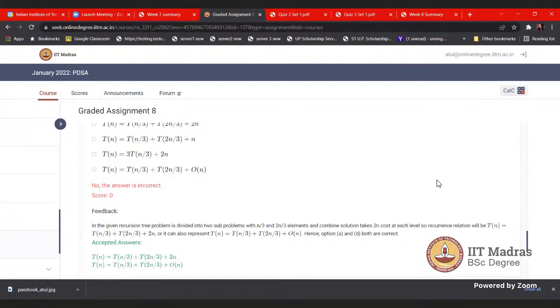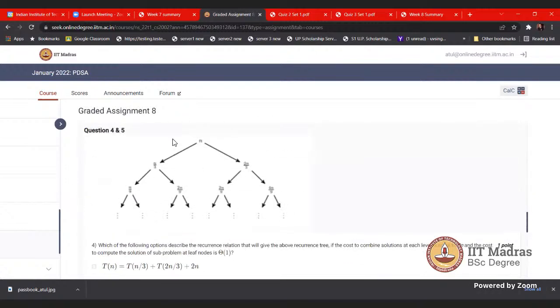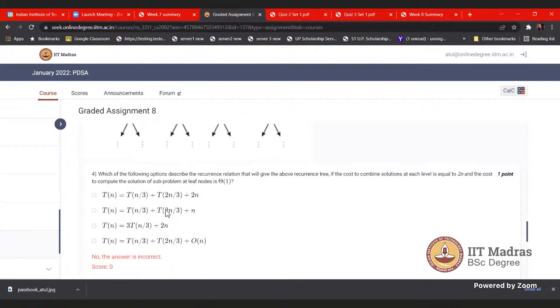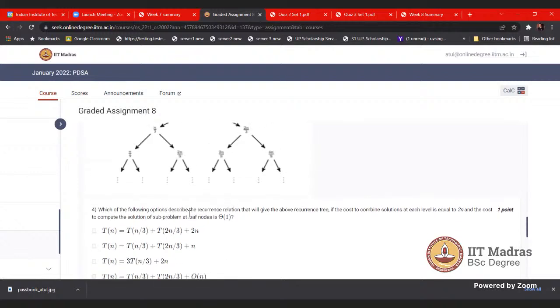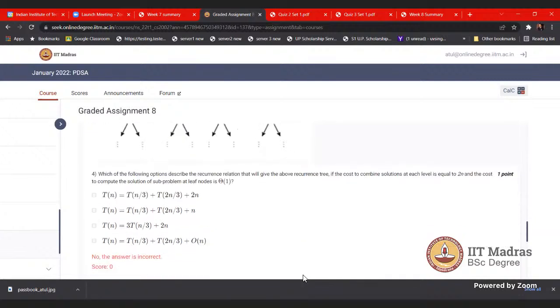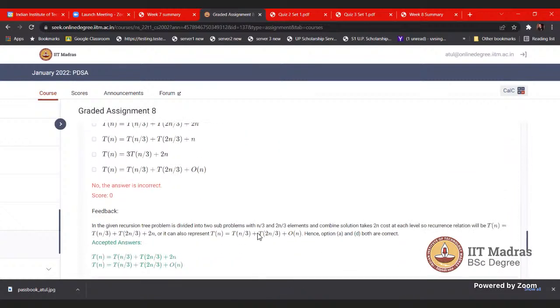So I want to know about 2n. How do we know that it is 2n and not n? It is given in the tree diagram. The tree is already given in the problem statement. We are dividing the problem into two subproblems, one with n by 3 and one with 2n by 3. After that, we divide this n by 3 in the same way. For this type of division into two subproblems, the complexity remains log n actually.